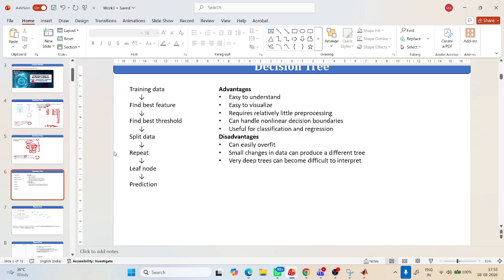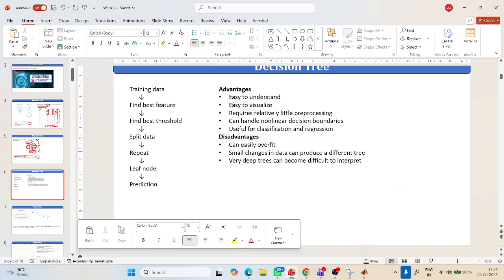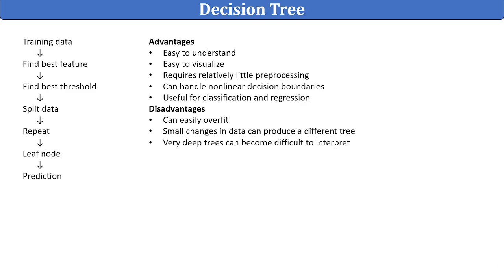Next, what will be the advantage? It's easy to understand and easy to visualize. And what is the disadvantage? It's going to easily overfit. Sometimes there will be bias, or maybe the variance will be too high, and a small change in data can produce a different tree.